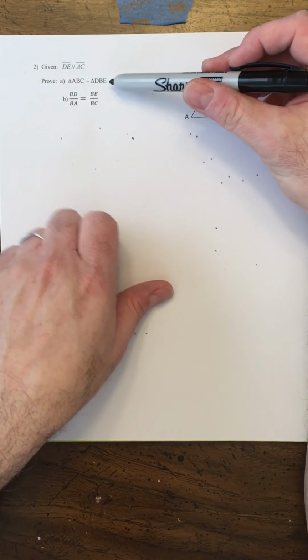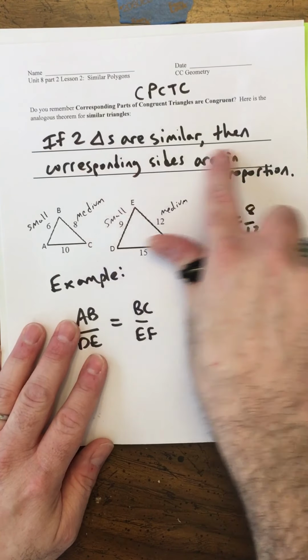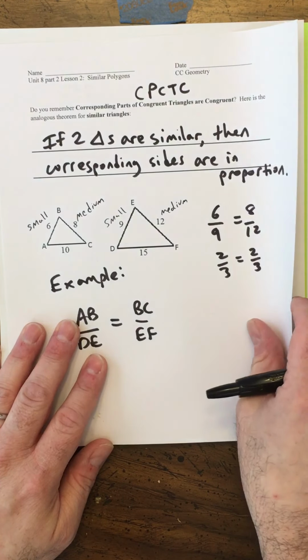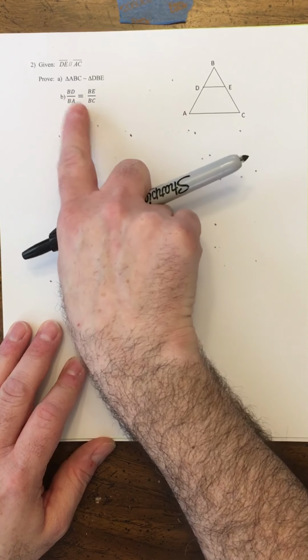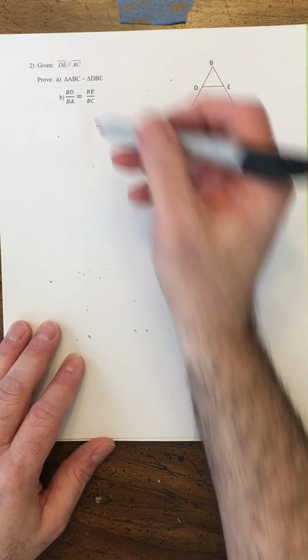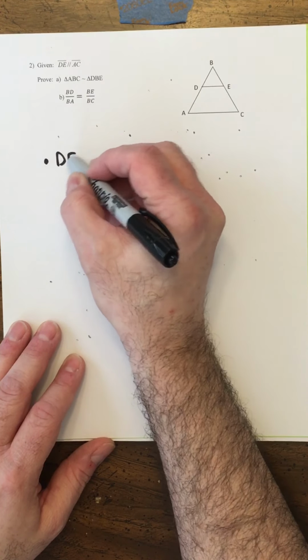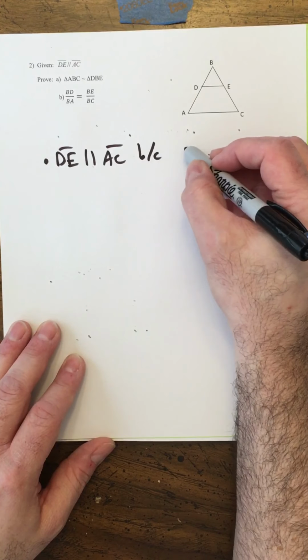So all we need to do is prove that the triangles are similar, and then we could use what we just learned here. If two triangles are similar, then corresponding sides are in proportion to justify this part B, why that's true. Okay, so again, I like to do my proofs with bullets. You want to put down your given. DE is parallel to AC, and we know that's given.